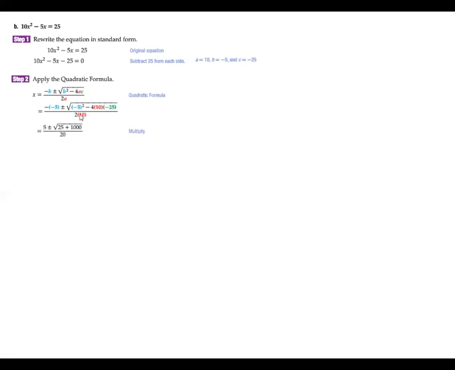Simplify those a little bit. The opposite of negative 5 is 5. Negative 5 squared is 25. 4 times 10 times negative 25 would be negative 1,000, but you're subtracting it, so you get plus 1,000. 2 times 10 is 20. And then you get the square root of 1,025, which is not a perfect square.